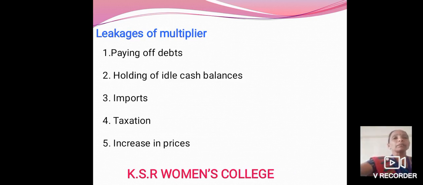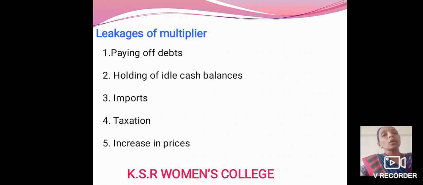First one is paying of debts. Debt cancellation. If a part of the increased income is used to repay the debts of banks instead of spending it for further consumption, that part of the income peters out of the income stream. If this part of the increased income is repaid to creditors who save or hoard it, the multiplier process will be arrested.